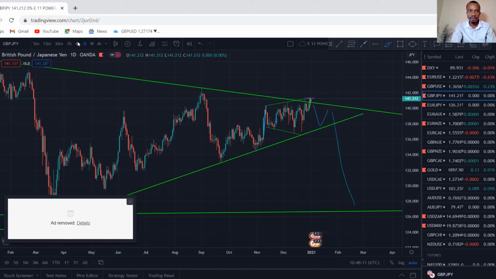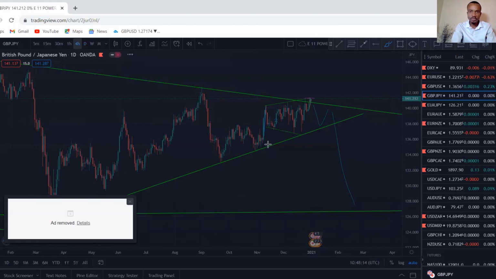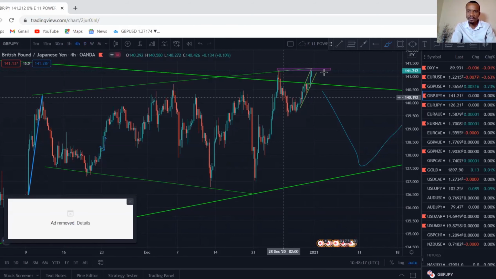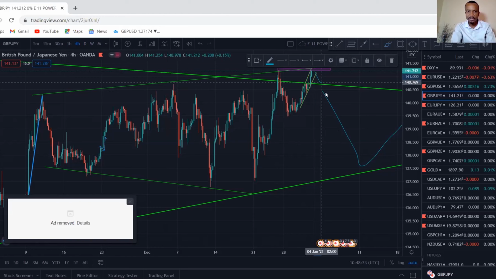on GBPJPY. So let's take a look at a 4-hour time frame. On a 4-hour time frame, as you can see there, price is testing this level again here. So as you can see around this area, price is testing this level, and look at how price is moving to the upside. So price from this level might decide to break this level and shoot to the downside, forming a double top from a daily time frame and move to the downside.